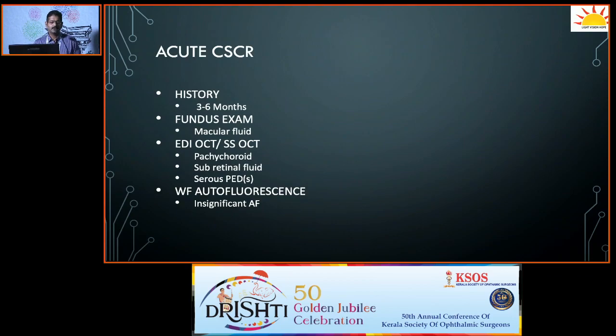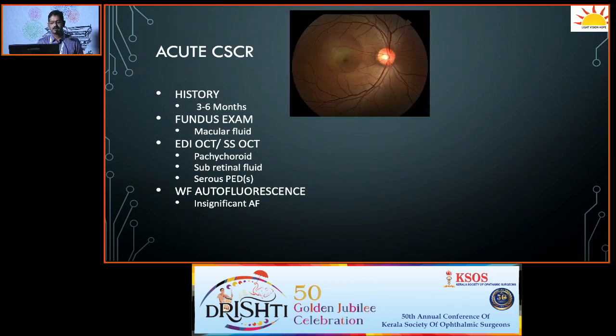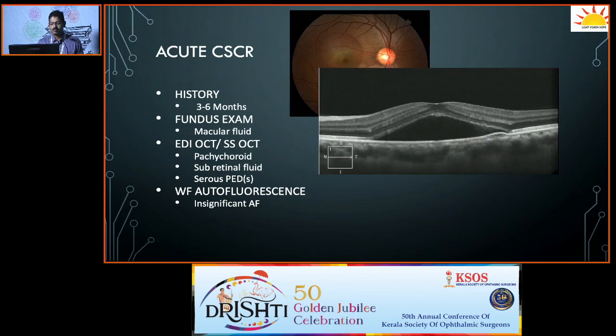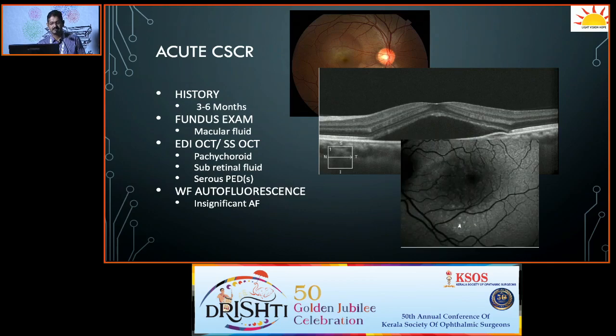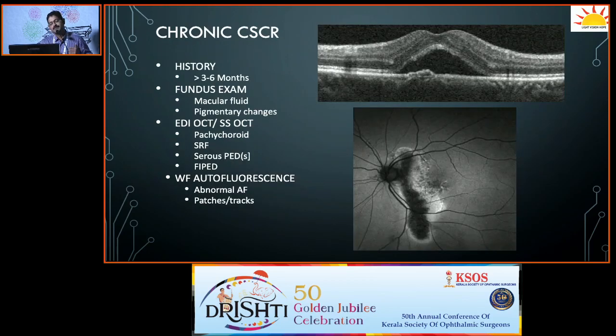An acute CSR will usually have a history of around 3 to 6 months. You will see macular fluid on fundus examination. On OCT, you will see a pachychoroid, that is a thickened choroid, subretinal fluid, and serous pigment epithelial detachment, that is PEDs. And autofluorescence usually will be insignificant. Chronic CSRs will have a history of more than 6 months. On examination, along with macular fluid, you'll also see pigmentary changes. On OCT, you will see the pachychoroid, subretinal fluid, serous PEDs, and FIPED, that is flat irregular PEDs.